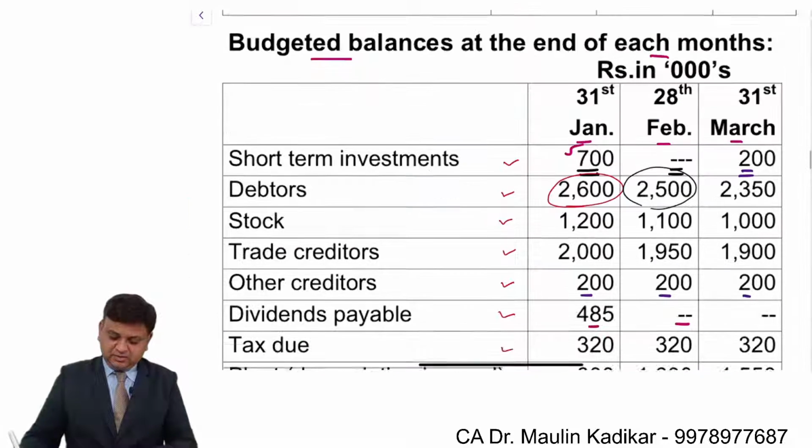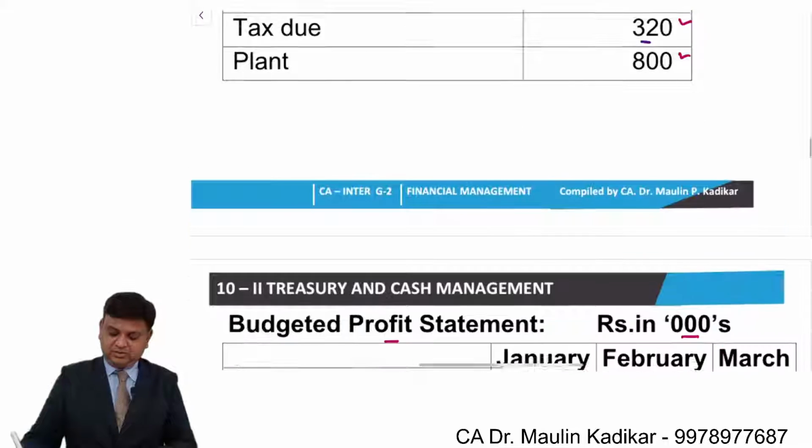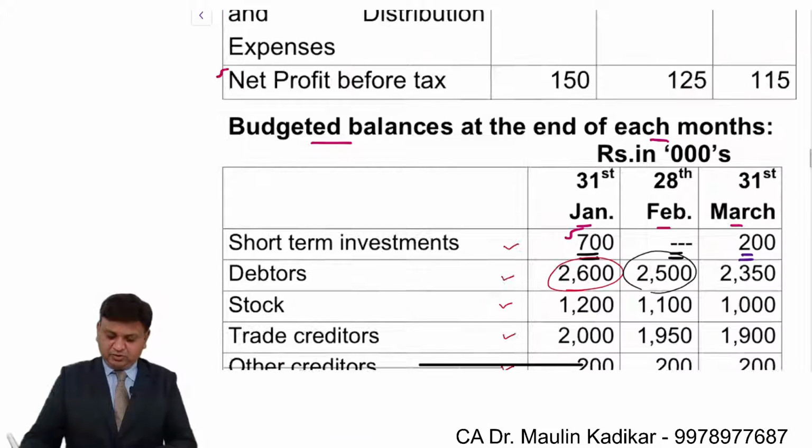Next, income tax 3,20,000, and you can see that it is 3,20,000 consistently. It means that the payment is not made for the taxation, so we have to ignore it.